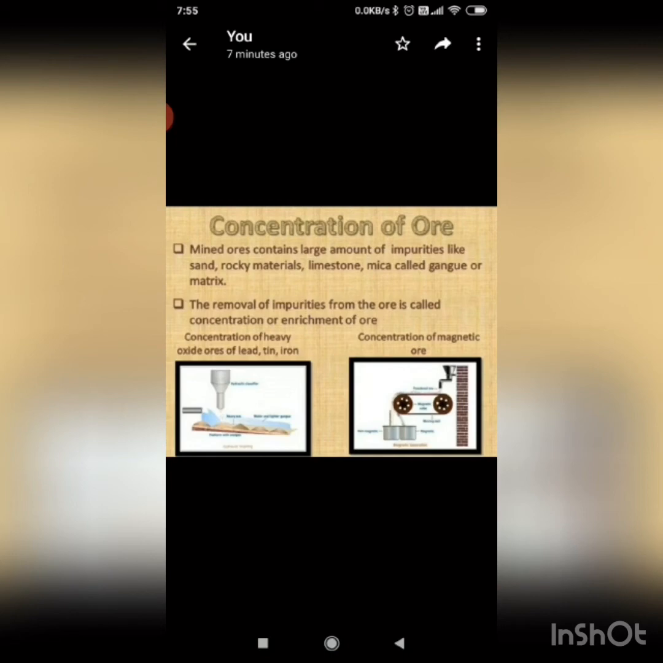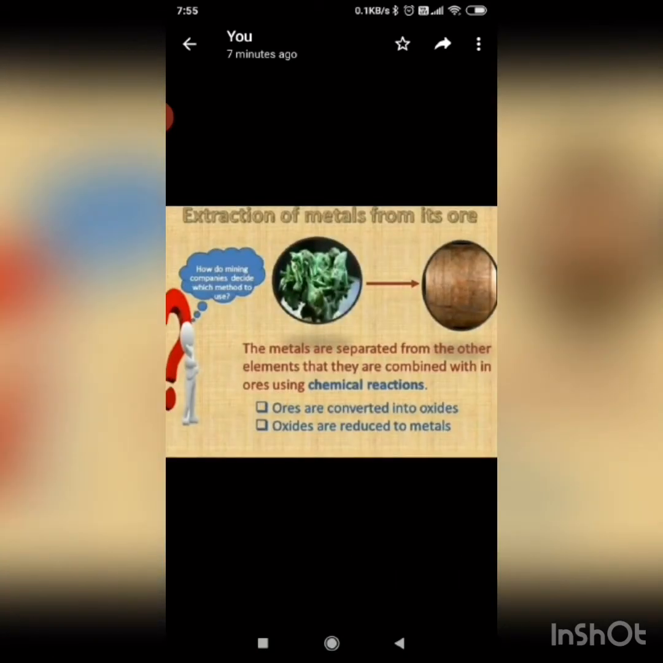The process of concentration depends upon the physical and chemical properties of ores. Gravity separation, electromagnetic separation, etc. are examples of processes which are applied for the concentration of ore. Next, conversion of concentrated ore into crude metals. Ores are converted into oxides and then oxides are reduced to metal.